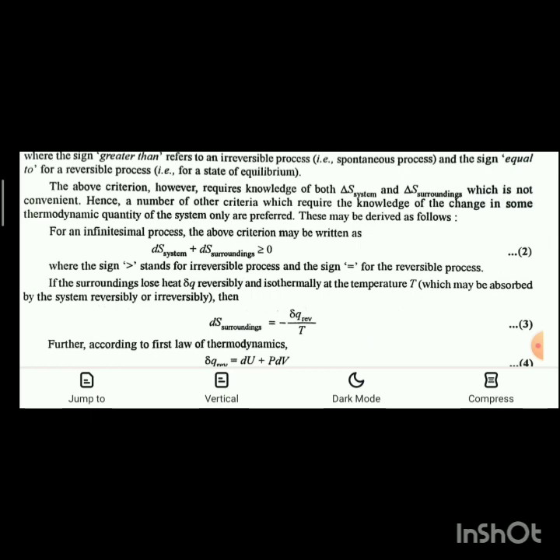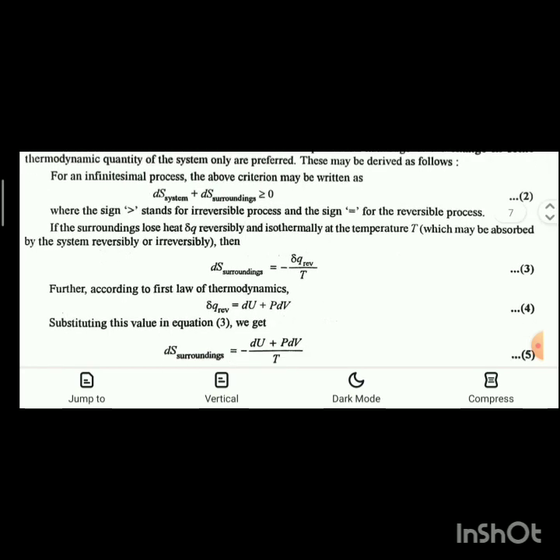Hence, a number of other criteria which require the knowledge of the change in some thermodynamic quantity of the system only are preferred. These may be derived as follows. For an infinitesimal process, the above criteria may be written as dS of system plus dS of surrounding greater than or equal to 0, where greater than stands for irreversible and equal for reversible process.